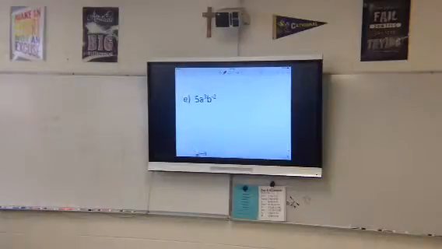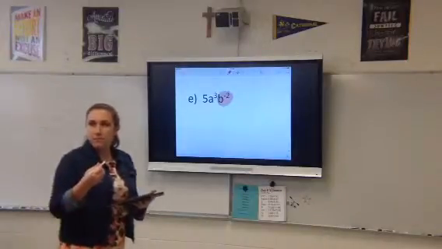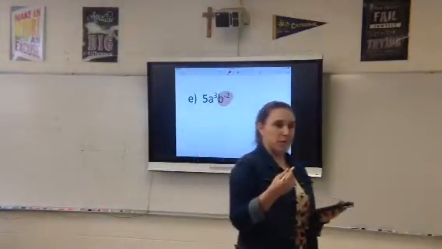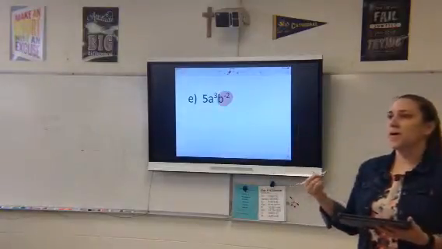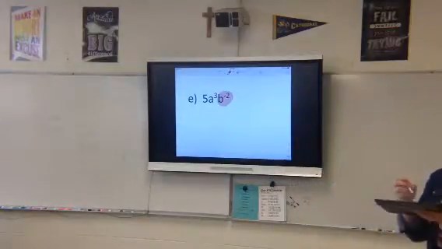Let's go to this one. Now on this one, notice how I've thrown in some other stuff. We don't have all just negative exponents. The only thing that's going to move is the negative exponent. So the only guy that's moving is this guy. That 5, what exponent is on that 5? Nothing. Nope, 1. Okay.